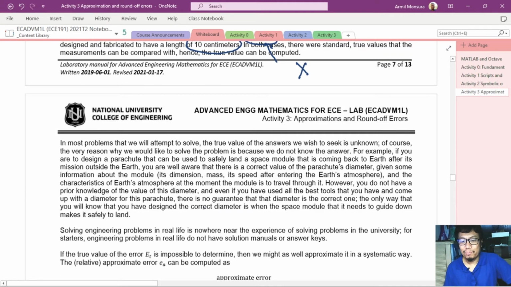Okay. It's not a problem. It's not like the problems that are given to you in school, where there is an answer key and a solution manual. Most probably, you don't know the answer to that. So that is why we are computing, but we don't really know if our answer is correct or if our answer is actually a true value.